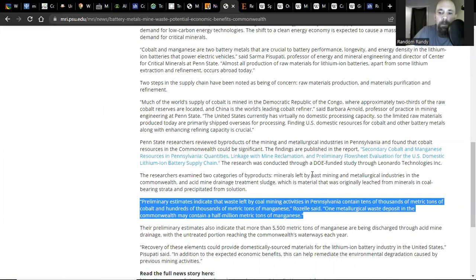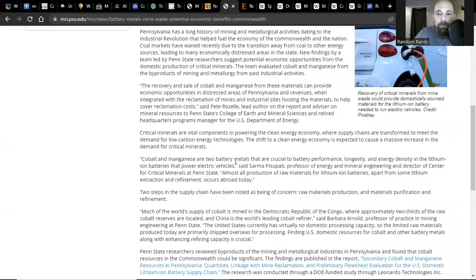Now, let's see here. So let's take a look at coal mining. The cycle after the coal mine is done, right? Preliminary estimates indicate that waste left by coal mining activities in Pennsylvania contain tens of thousands of metric tons of cobalt and hundreds of thousands of metric tons of manganese. Okay. One metallurgical waste deposit in the Commonwealth may contain 500,000 metric tons of manganese. This is just one small area in Pennsylvania.